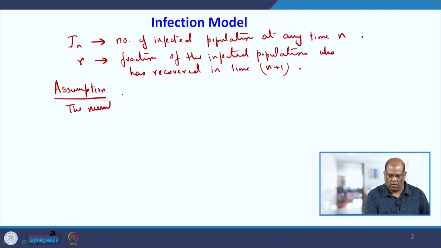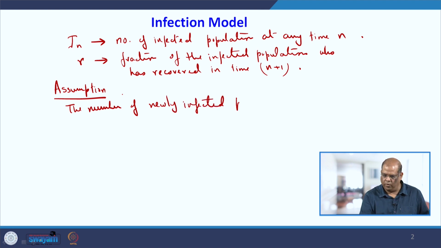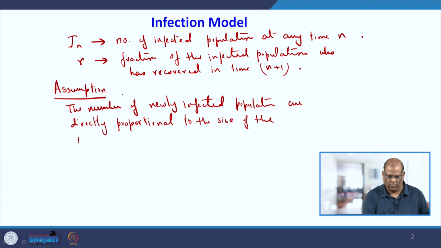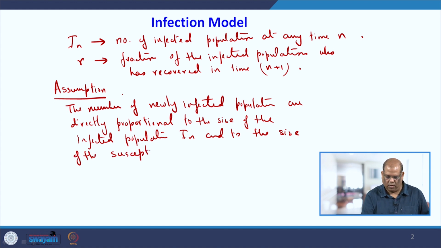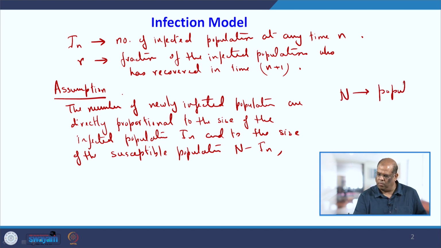the number of newly infected population are directly proportional to the size of the infected population I_n and to the size of the susceptible population N minus I_n, where N is the population size.